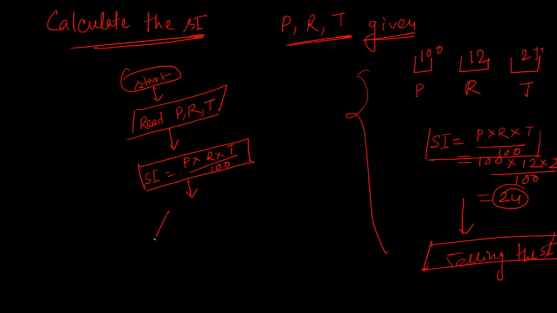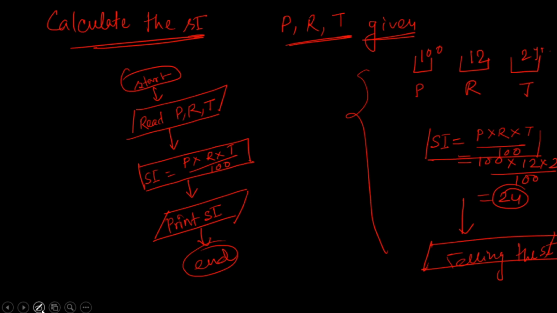Now what I have to do is print the simple interest, and after printing the simple interest we will simply end. Okay, so let's try to run it. Let's say the user has given us P equals 200, R equals 10, T equals 2 years. Now first of all we have read this from the user.